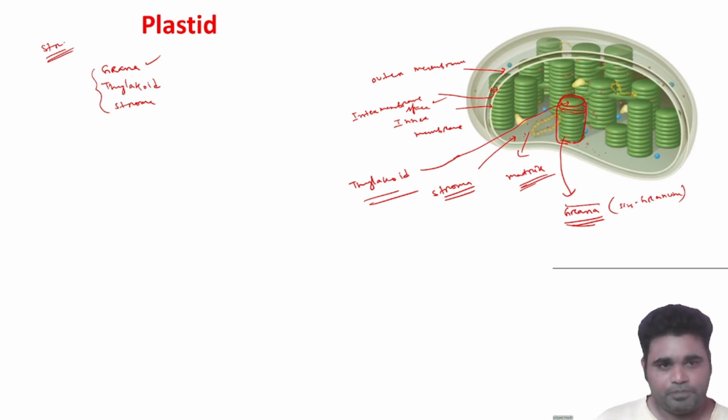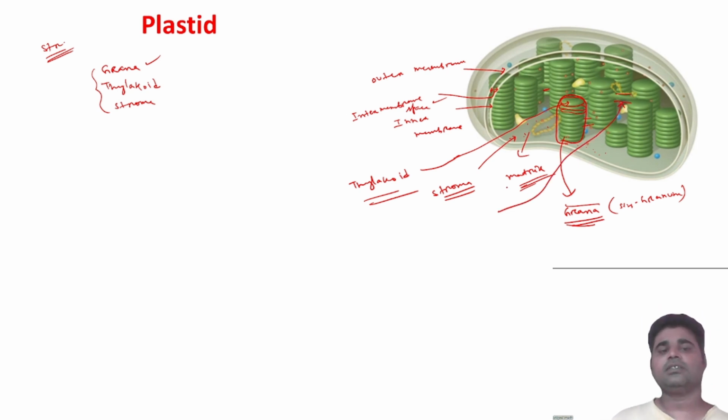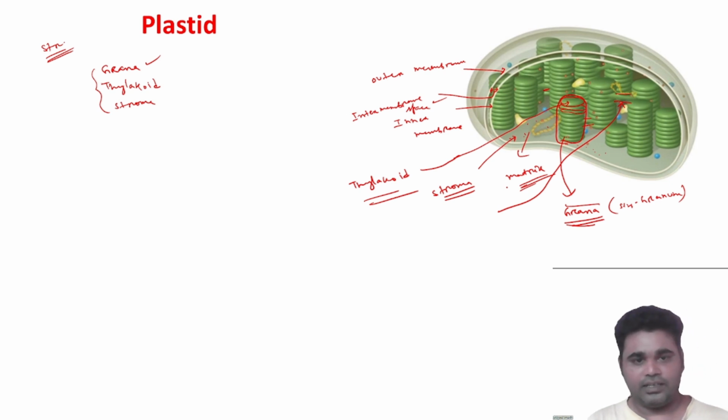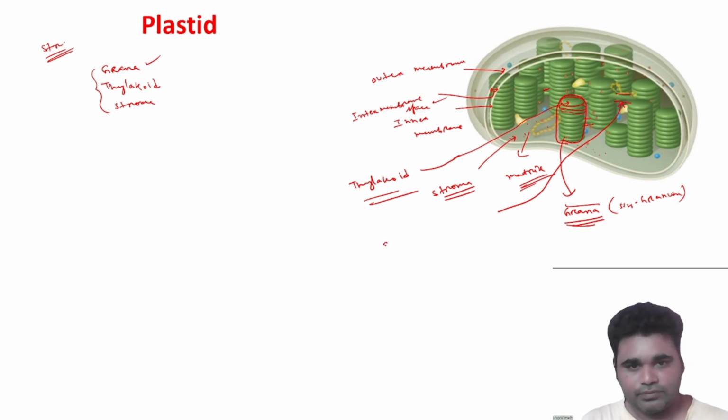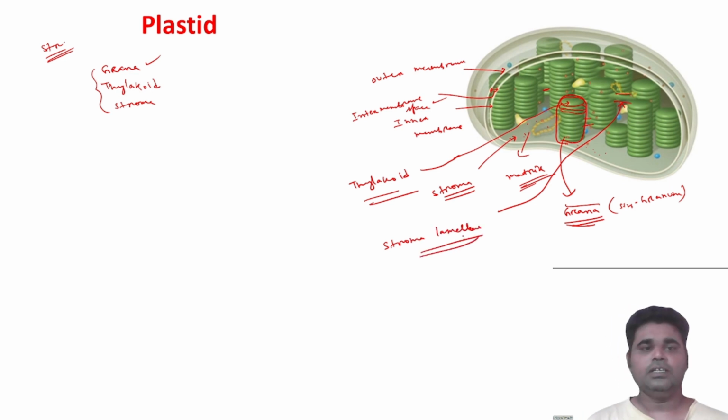This grana is joined by a structure. It looks like this. Here this structure, here this structure. So the linking structure which links different grana is called stroma lamellae. Stroma lamellae. Okay, so this is all about the different types of the structure.